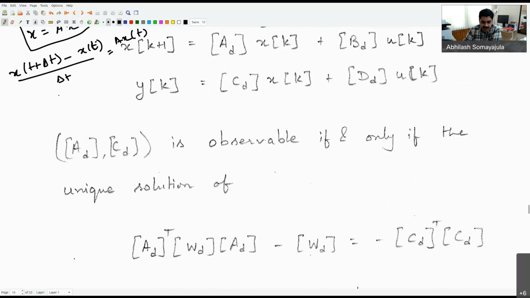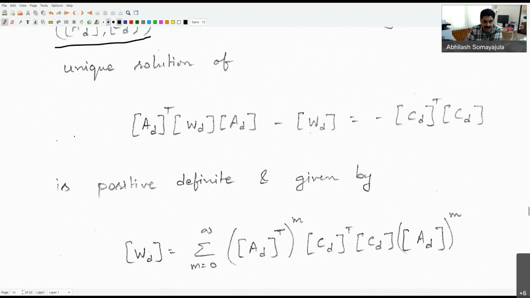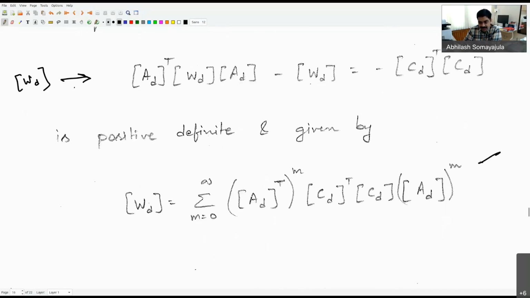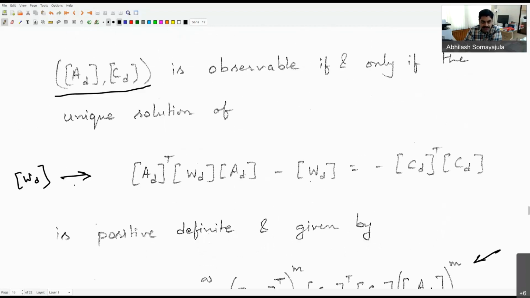So the same process follows, but it's slightly different. A pair of matrices AD and CD is called observable if and only if the unique solution of this matrix equation, where you're trying to solve for the matrix WD, is positive definite, and its solution is usually given by this. So if this matrix WD is positive definite, then you know that the system is observable in a discrete time sense.